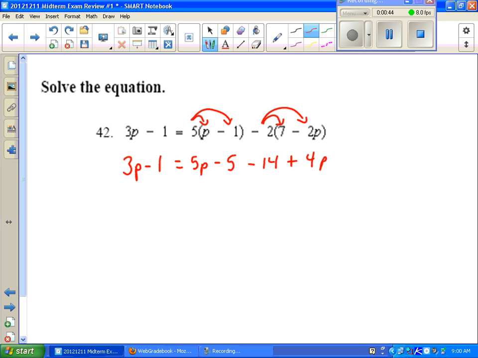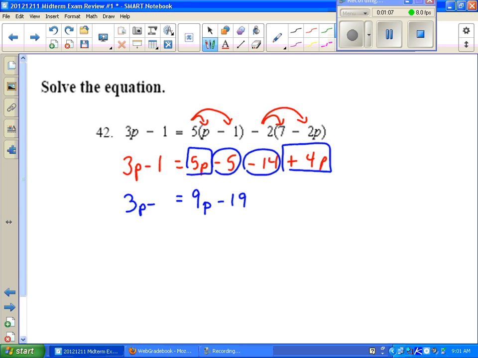At this step, what we need to do is combine all our like terms. 5p and 4p are like terms, so 5p plus 4p is 9p, and negative 5 and negative 14 are like terms, so negative 5 minus 14 is negative 19, and it's still equal to 3p minus 1 over here. At this point, we have variables on both sides of the equal sign. 3p on the left, 9p on the right.